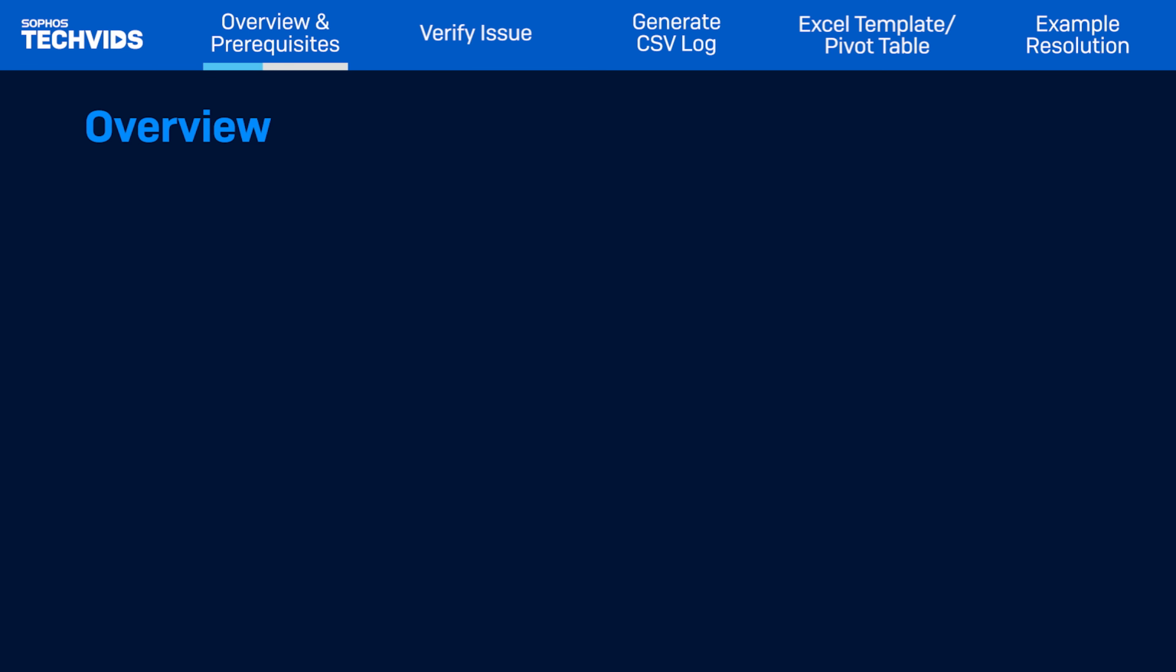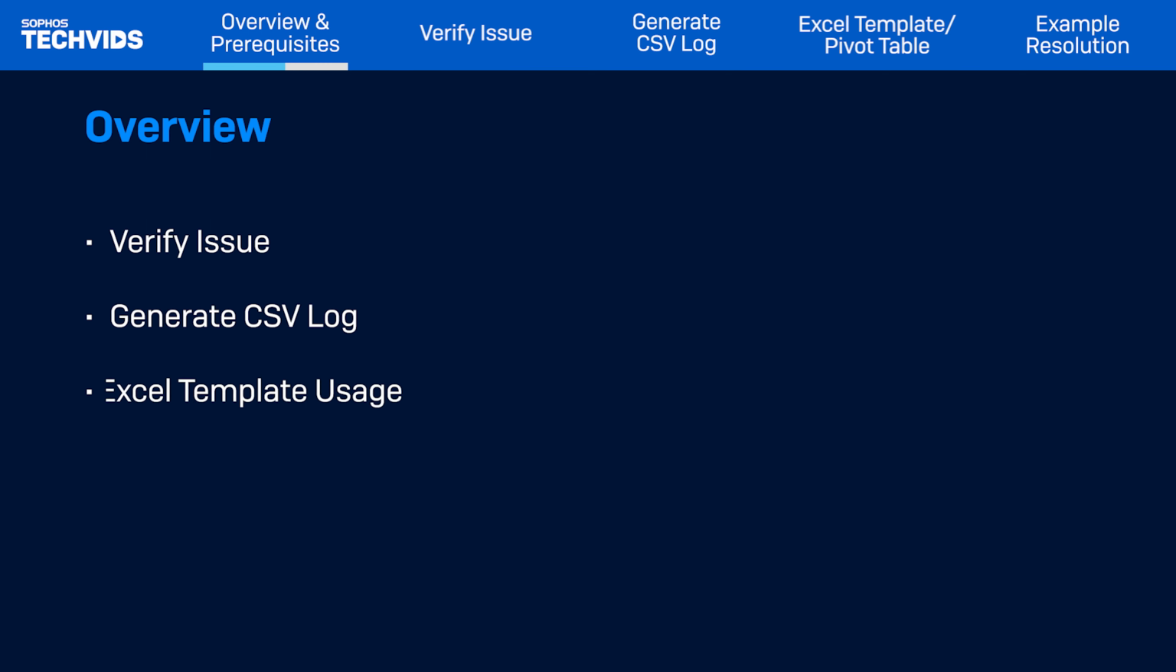In this video, I'll show you how to verify the performance issue to determine if these resolution steps are appropriate, provide a quick overview of the Endpoint Self-Help tool's product logging options, and show you how to generate a CSV log, give an overview of the Excel template created and pivot tables used to read and organize the CSV log data, and finally, I'll demonstrate a resolution to a performance issue and verify the results.